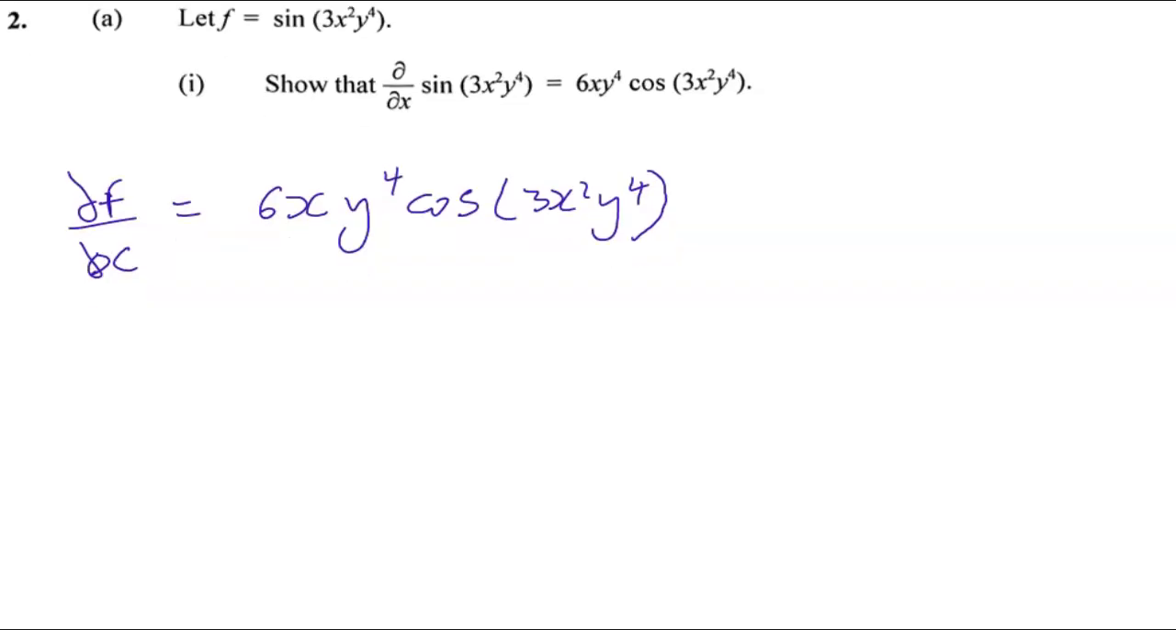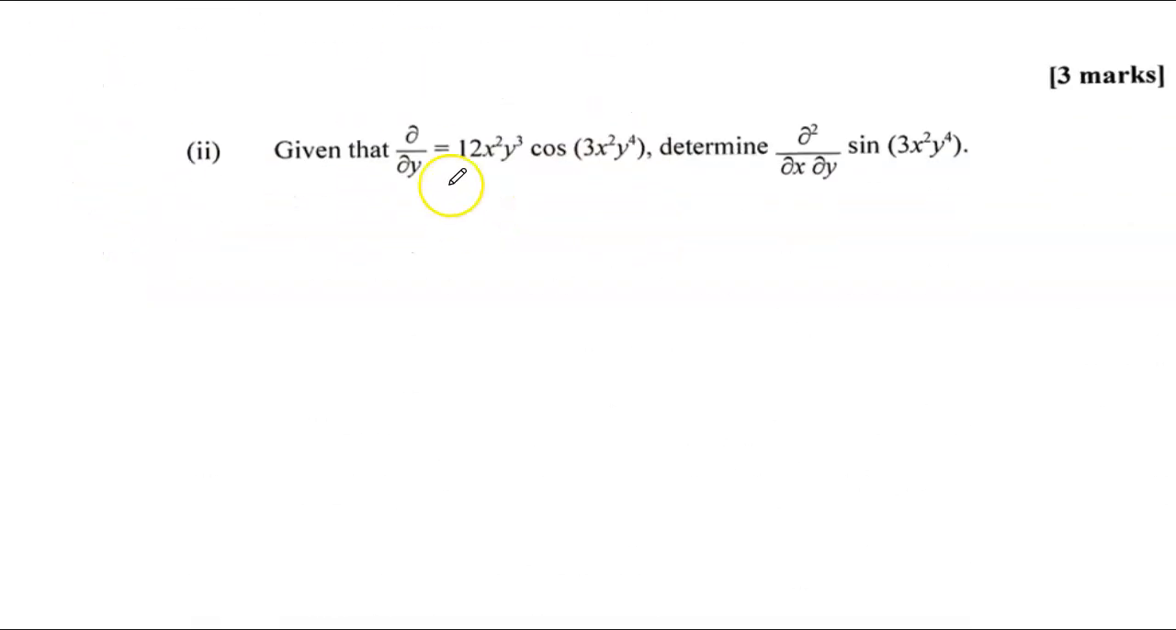Given that the partial derivative with respect to y is equal to, and we are given, 12x squared y cubed cos 3x squared y to the power 4. Now we can do this one of 2 ways. We are asked to find the second derivative with respect to y. So, I mean, this was not needed at all, but we can differentiate. So, think about partial derivatives.